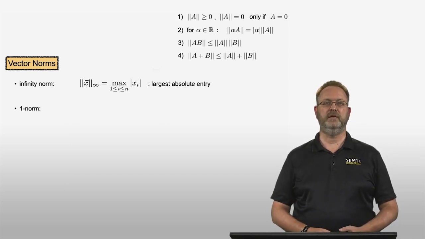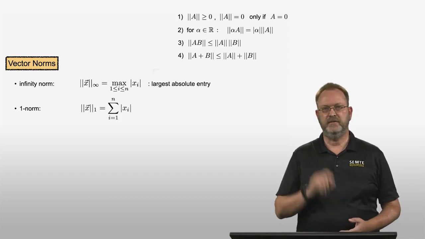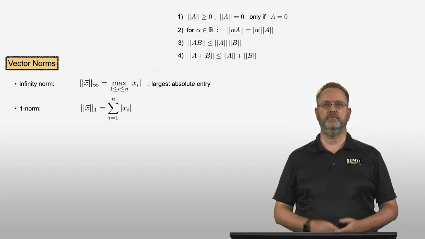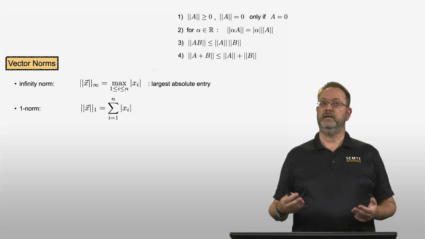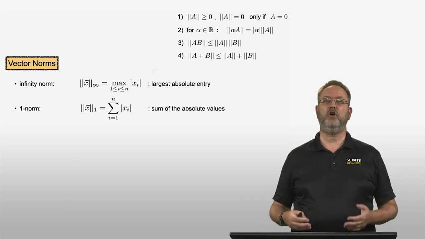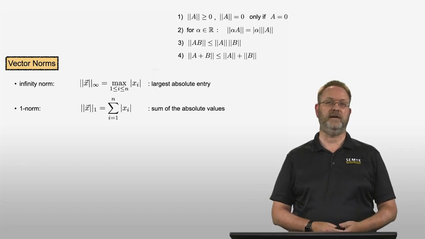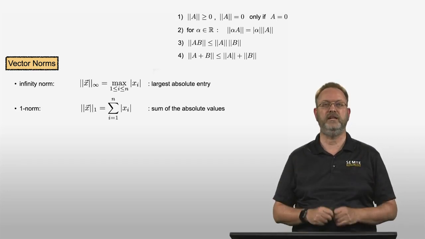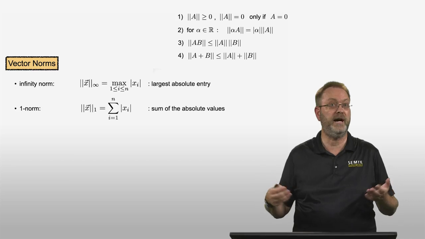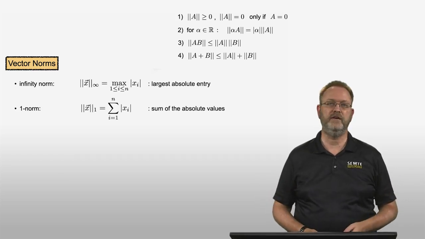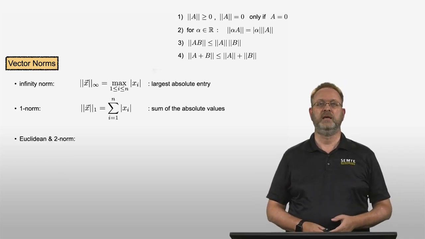The second norm is the 1 norm. Now the 1 norm, indicated by the subindex 1 behind the norm symbol, is simply the sum of all the absolute values that are in the vector x. So you take the absolute value of all the entries and just sum them up, and the result is the 1 norm of this vector.